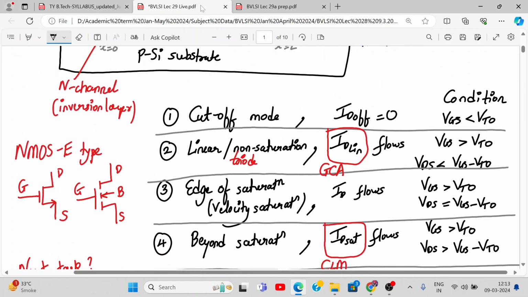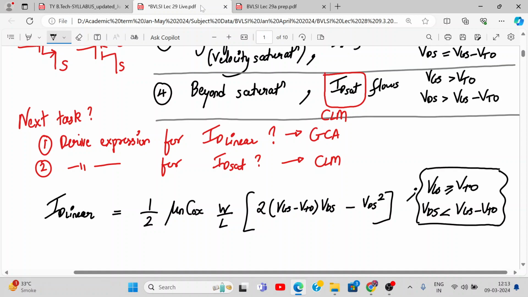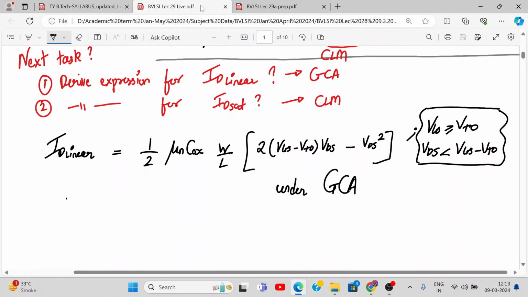Where is the validity? Already checked. Vgs should be greater than or equal to Vto, and Vds should be less than Vgs minus Vto. This equation is valid under these conditions. So this is my id linear expression using the gradual channel approximation. So under GCA, this is my expression.